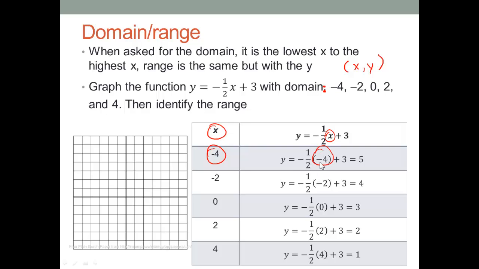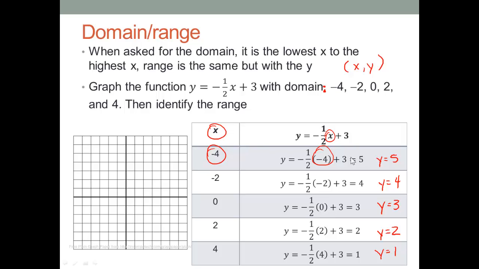So negative 1/2 times negative 4 plus 3 equals 5, which, once you get rid of all that, means that y equals 5. Down here, same thing. We plug in negative 2 for it. We get y equals 4, y equals 3, y equals 2, y equals 1. Okay, now see how that works. Basically, you're taking this number and plugging it in over here where there's an x. So now we have these points.